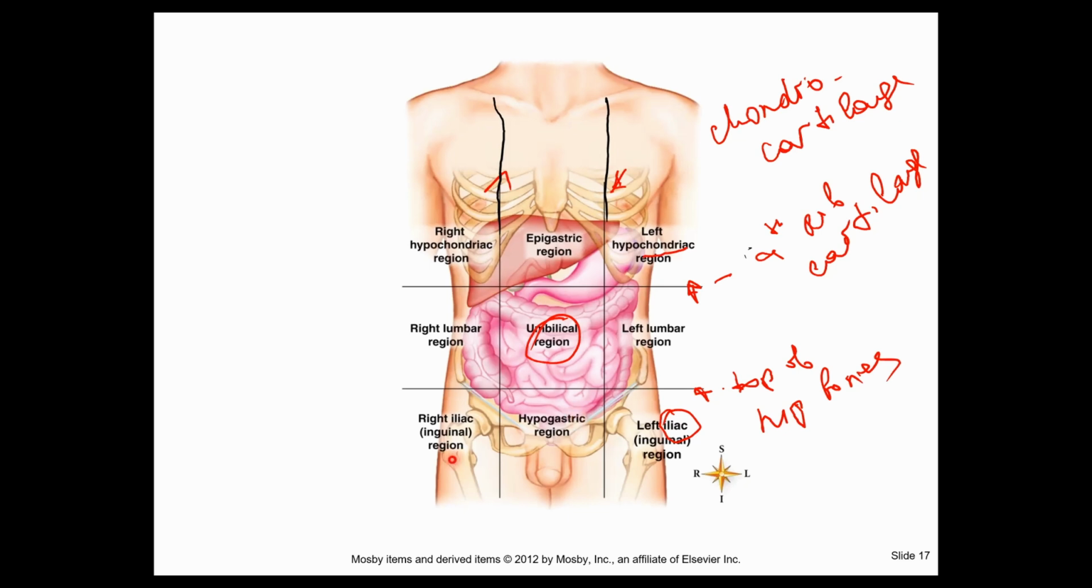So I like to start with the umbilical region. Why? Because it's the easiest to remember, umbilicus. And the umbilicus, the central region, is called the umbilical region. Umbilical region. Then it depends on your preferences.